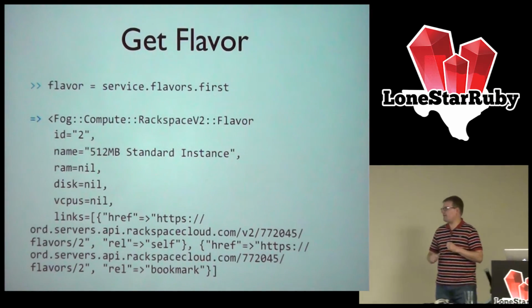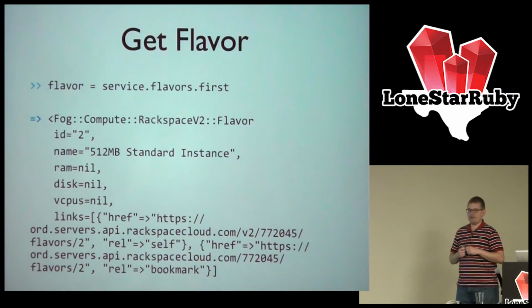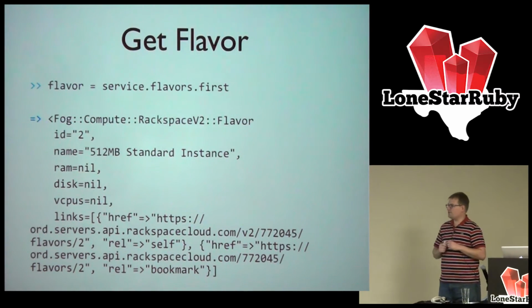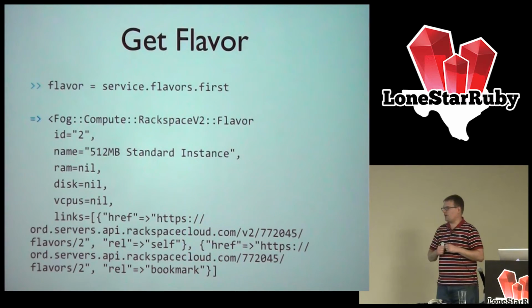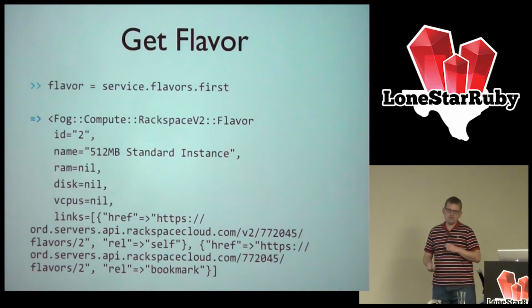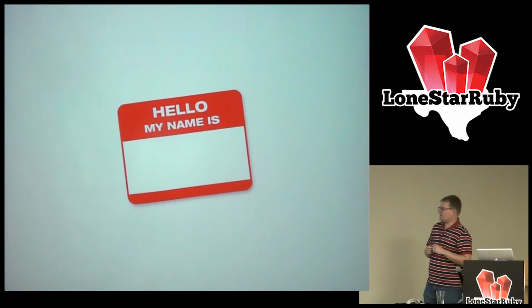Next, we're going to need the flavor. So we're going to do service.flavors.first, and that's going to return the cheapest cloud server Rackspace has, which is a 512 meg configuration. And the last piece of information, again, is the name.